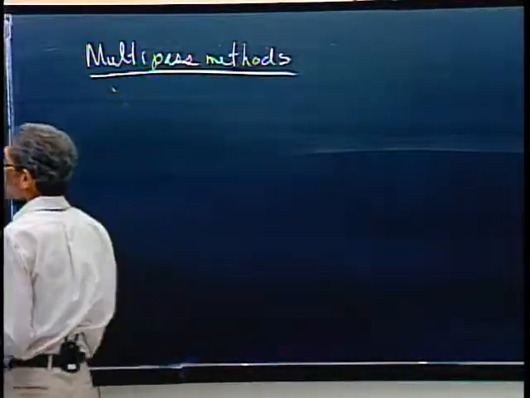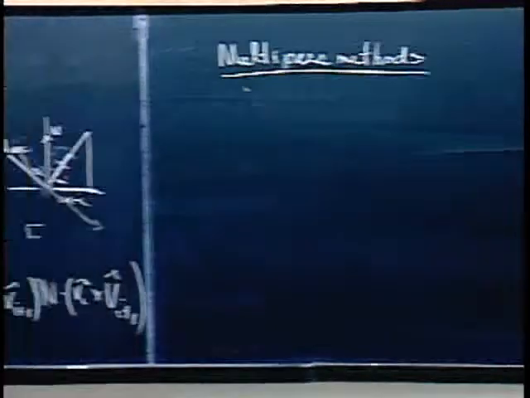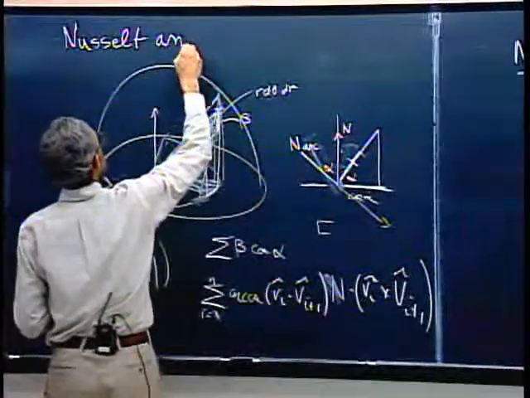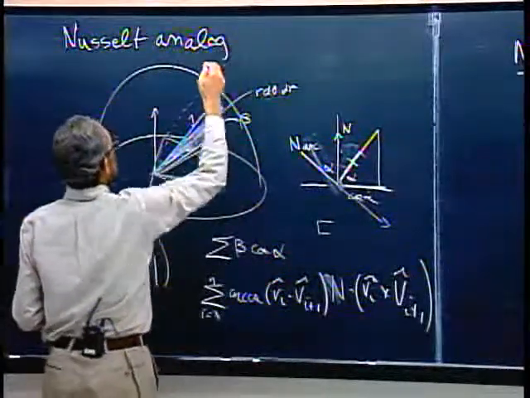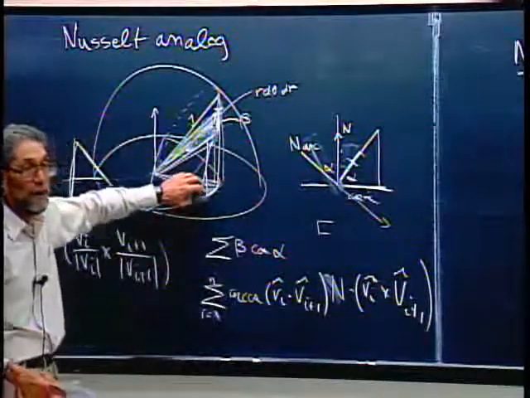Oh, by the way, this formula and this projection is called the Nusselt analog or analogy. It's just a method of interpreting this formula in terms of projected area.